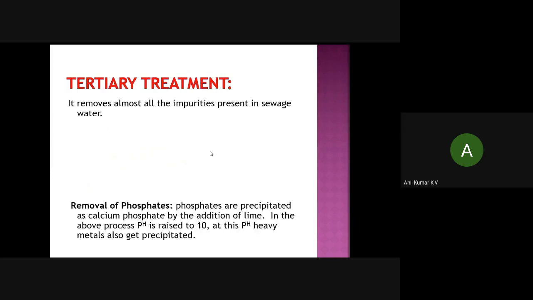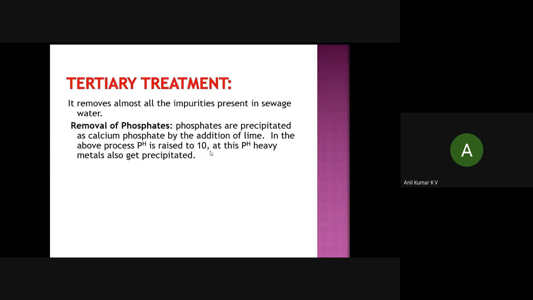Coming to the tertiary treatment, it removes almost all the impurities present in sewage water. Removal of phosphates: phosphates are precipitated as calcium phosphate by the addition of lime. In this process, pH is raised to 10. At this pH, heavy metals also get precipitated. By adding lime, it reacts with phosphates and they are precipitated as calcium phosphate. In this way, phosphates can be removed.